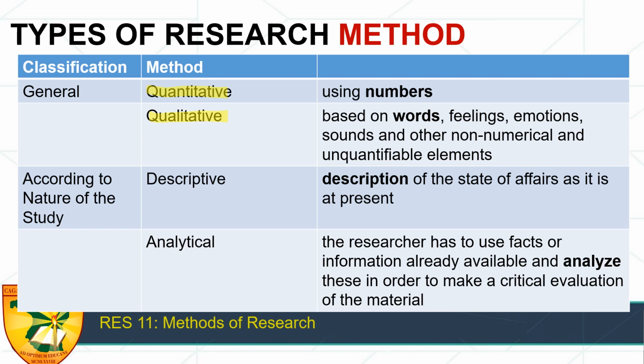So in quantitative research, it's generally expressed in numbers or in graphs to confirm theories and assumptions. Under the quantitative research methods, the factual information is gathered through surveys, experiments, existing data, observations, and content analysis. While in qualitative research method, this is based on words, feelings, emotions, sounds, and other non-numerical and unquantifiable elements. And the research techniques used here are interviews, focus group discussions, case studies, and literature review.